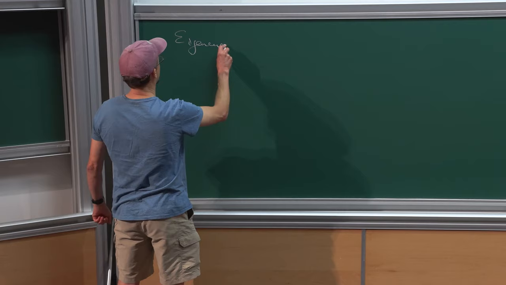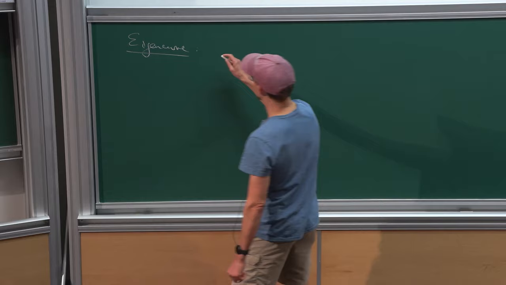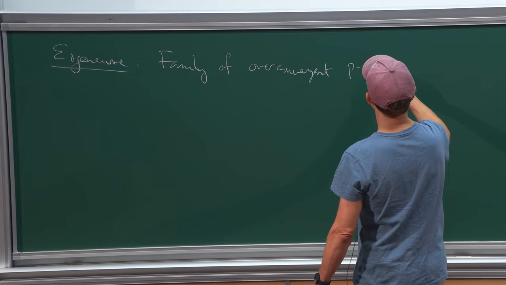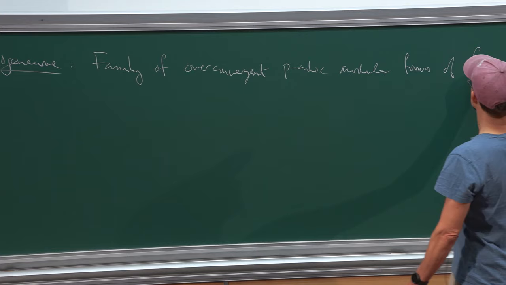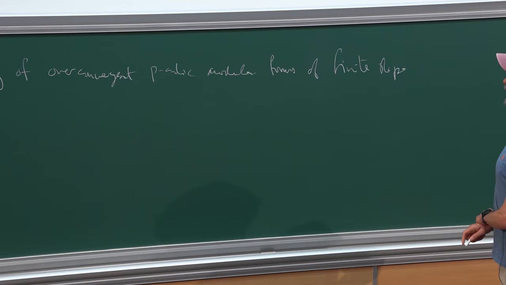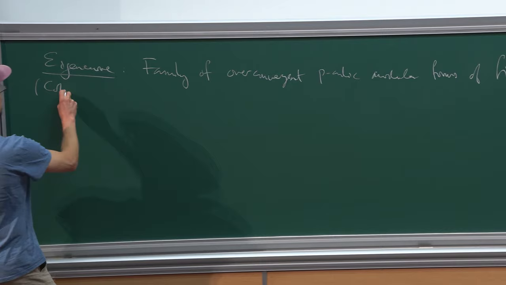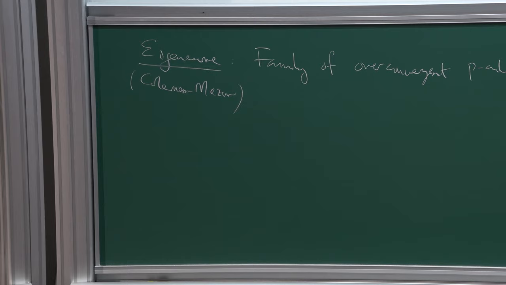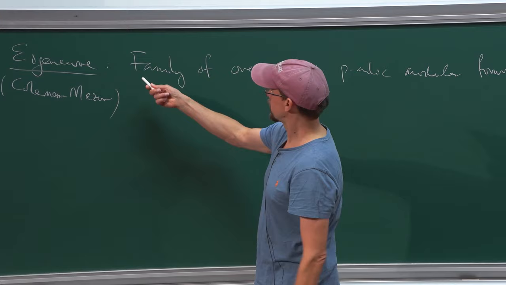So let me start with the eigencurve. Just very roughly, this is a family of what are called overconvergent p-adic modular forms of finite slope. The attribution here is probably to Coleman and Mazur, although many other people also worked on extending the theory away from level one and things like this. And one of the aspects of this statement is that I'm writing "family".